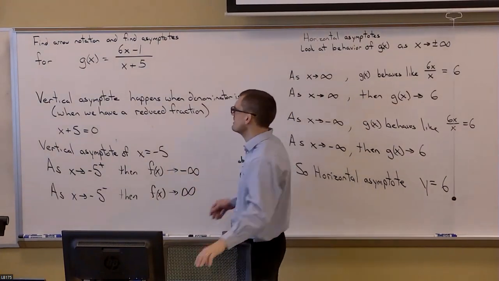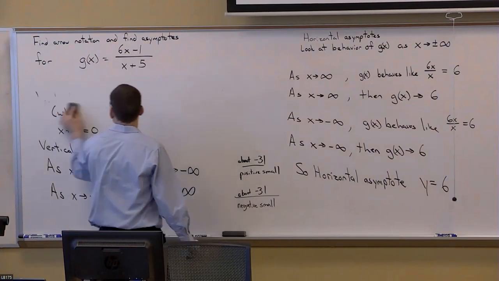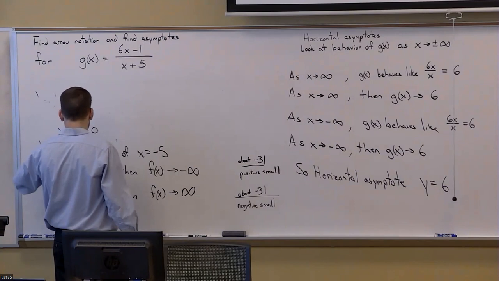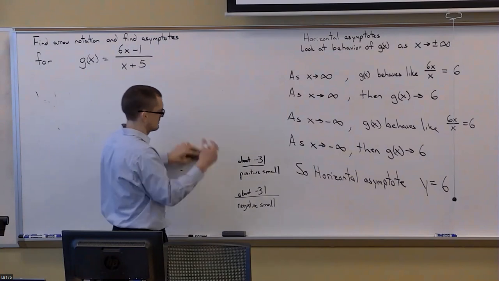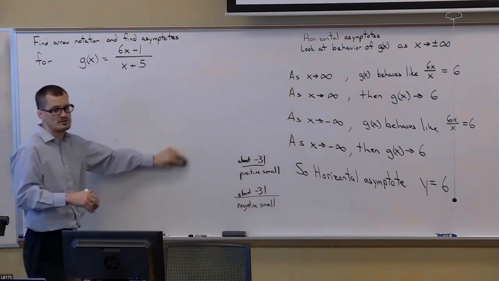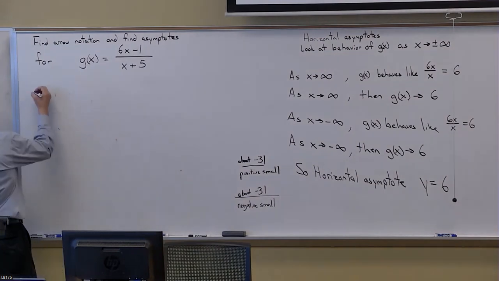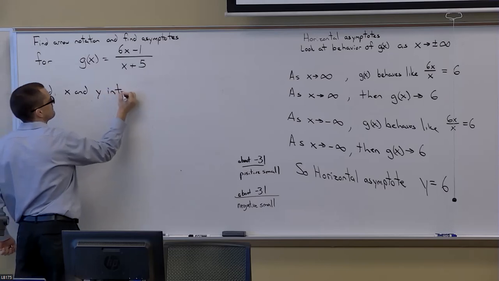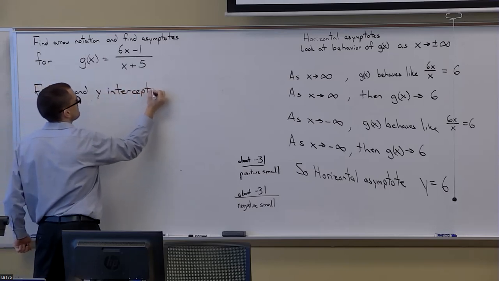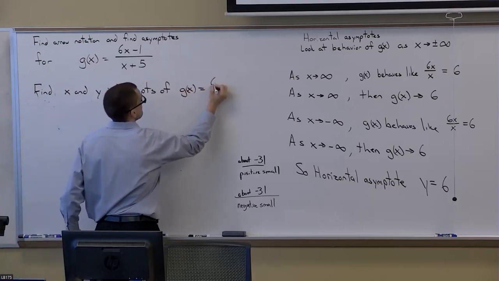So let me go through this example. But this is just a continuation. I don't have the room to write on the board, so I'm just going to keep going here. Does that make sense? So let's also find the x and y intercepts of g of x, the same g of x.